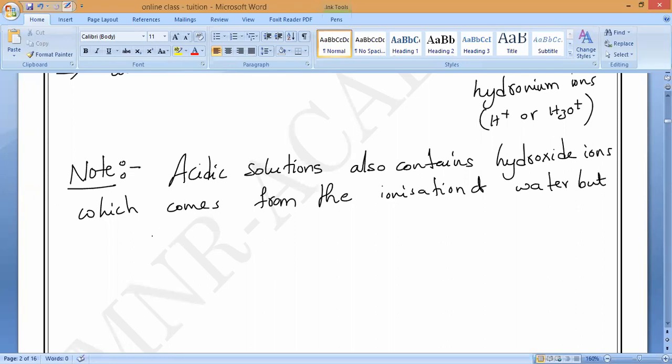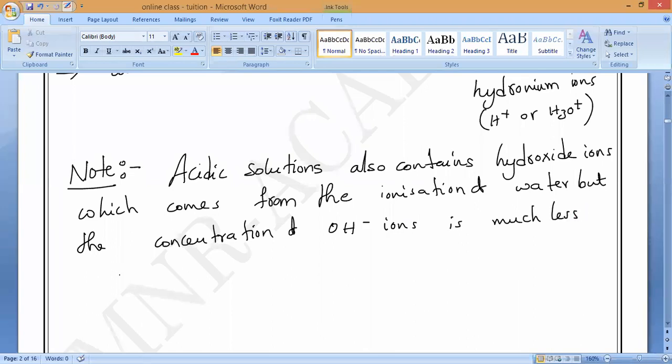But the concentration of hydroxide ions, the concentration of OH minus ions, is much less than that of H plus ions. Please write it: less than that of H plus ions. That's all. So very, very important.